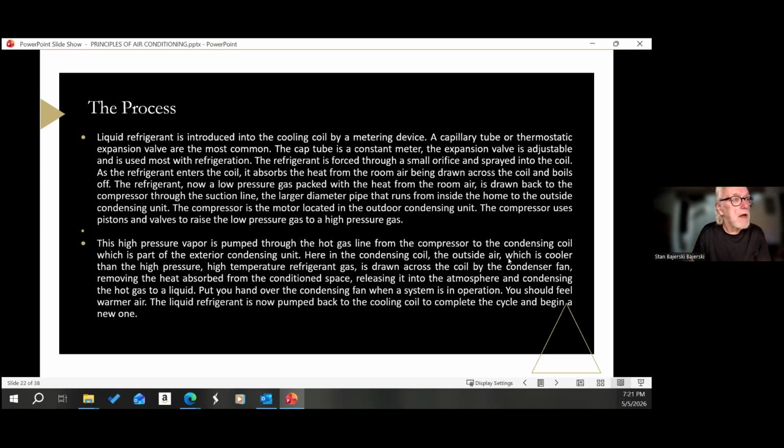Here in the condensing coil, the outside air, which is cooler than the high pressure, high temperature refrigerant gas, no matter how hot it is outside, is drawn across the coil by the condenser fan, removing the heat absorbed from the conditioned space, releasing it into the atmosphere, and condensing the hot gas to a liquid. If you put your hand over the condensing fan when the system is in operation, you should feel the warmer air. The liquid refrigerant is now pumped back to the cooling coil to complete the cycle and begin a new one. And those are fast cycles. That's just continuously going, continuously sucking the heat out of the air in your house and blowing it outside and getting rid of it.